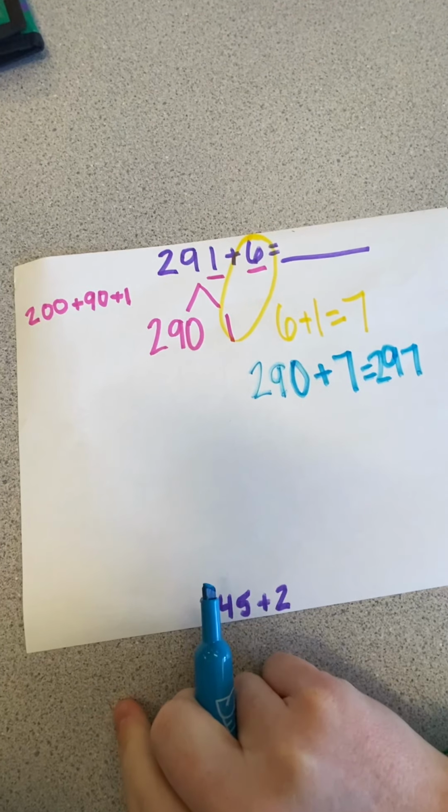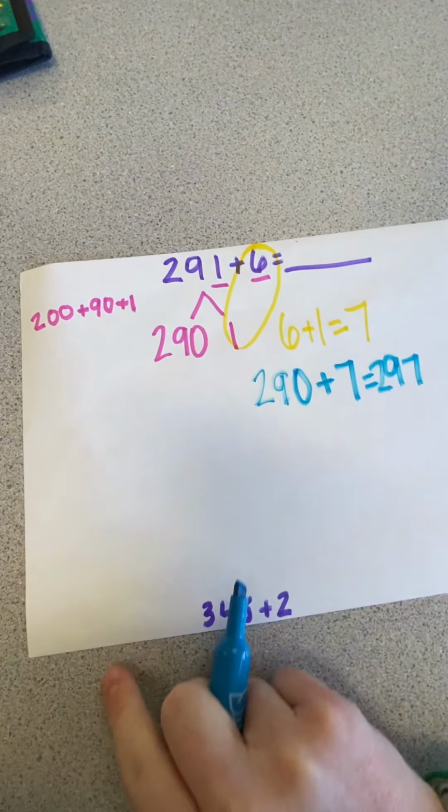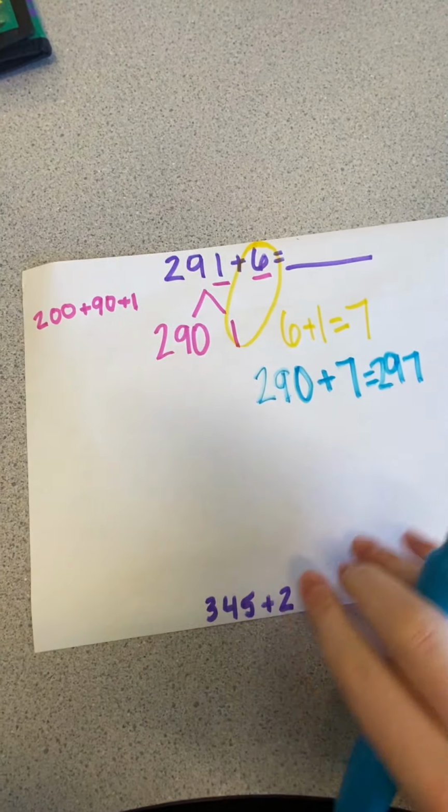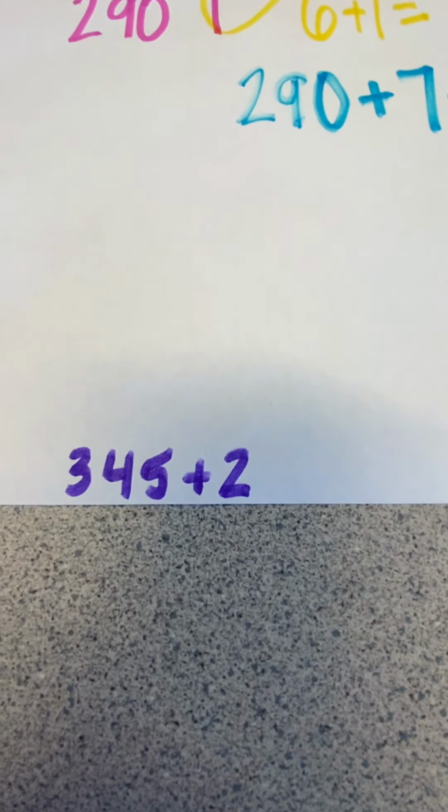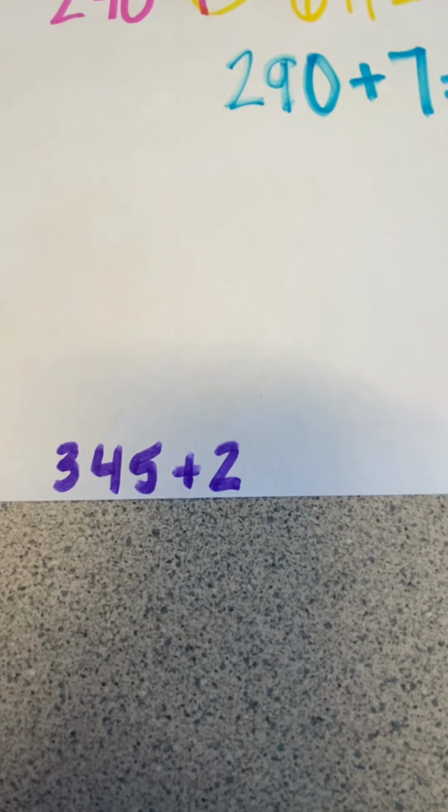I did not sketch anything out on this one. I do not need to show a place value chart because I'm using my mental math strategies and decomposing my number. Go ahead and try 345 plus 2. When you're ready to check your work, unpause the video.